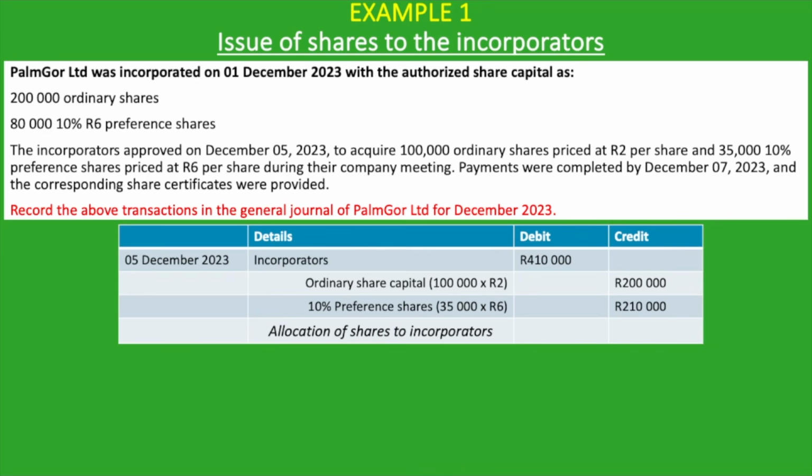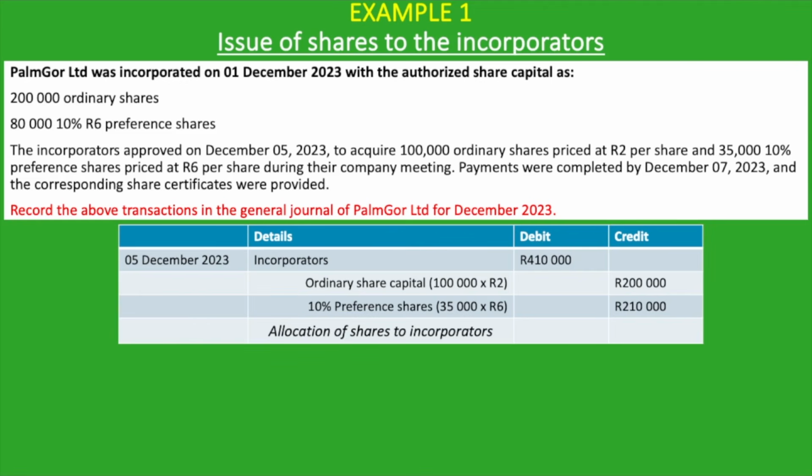Remember, there is no specific wording that they would want you to use for the narration, as long as you're speaking to what is happening in the transaction. I hope that was clear enough. That was easy enough. This is what happens when you issue the shares to the incorporators. Whenever you've done that, this is the first transaction that you would pass, and then the second one that we need to pass is the one relating to the payment that was received.